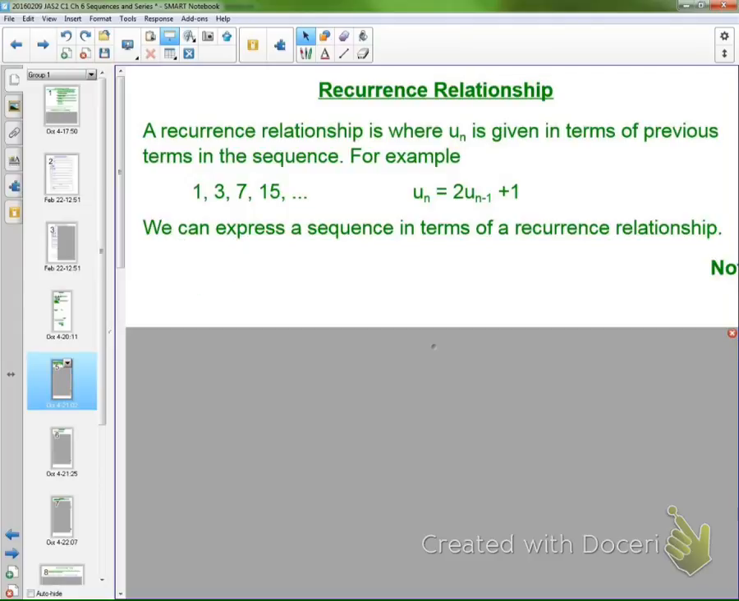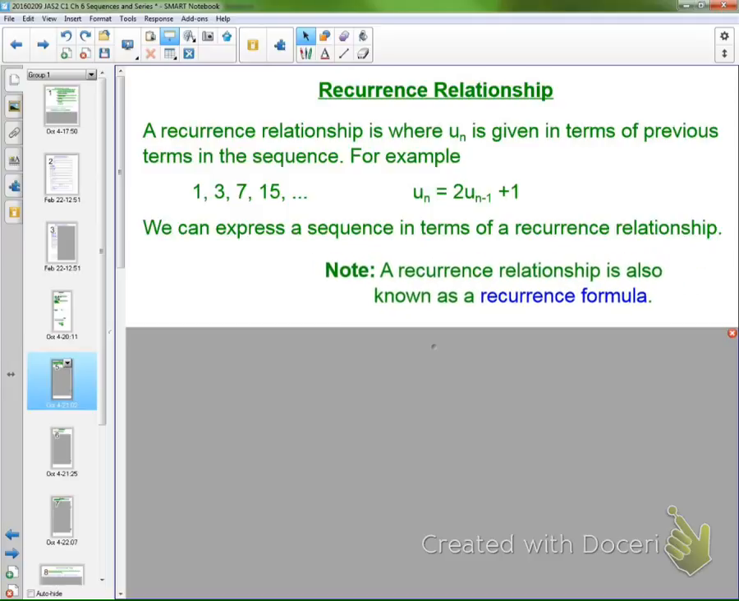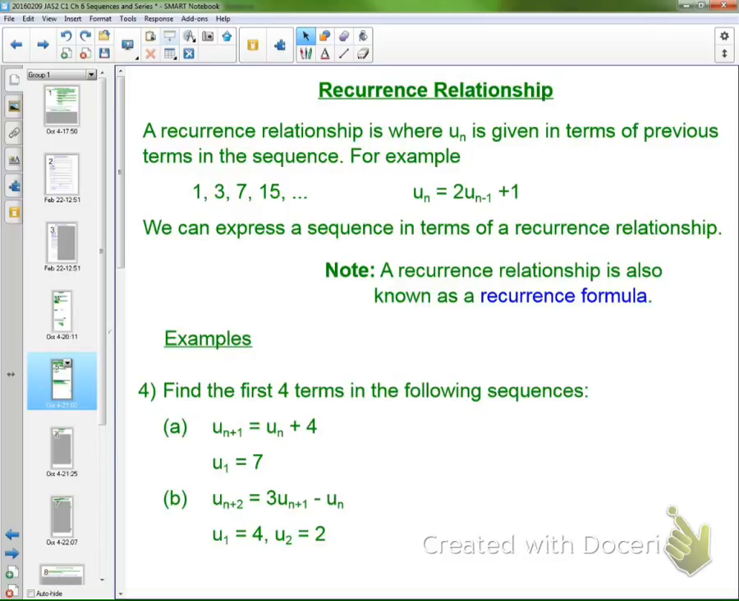It's also worth noting that a recurrence relationship is also known as a recurrence formula. These two different terms mean the same thing, but I mention it just in case it comes up and you're not familiar with it. So let's take a look at some examples.